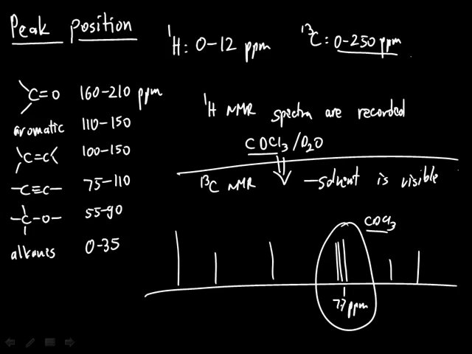Again, and this is the final point, TMS is used as a standard in carbon-13 NMR as well, centered at 0 ppm. So the same compound is the standard at 0 for both carbon and proton NMR.